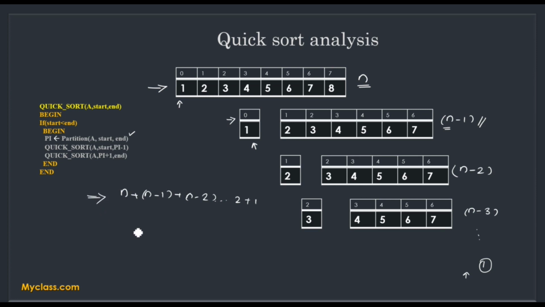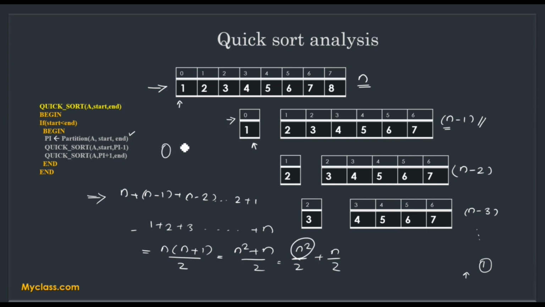So this is the natural number summation series: 1 plus 2 plus 3 up to n. Not up to n minus 1 as in bubble sort, selection sort and insertion sort, but up to n. So the result we can generalize as n into n plus 1 by 2. See, so n square plus n by 2, that is n square by 2 plus n by 2. We select only the biggest exponential term, so the worst case of quicksort is big O of n square.